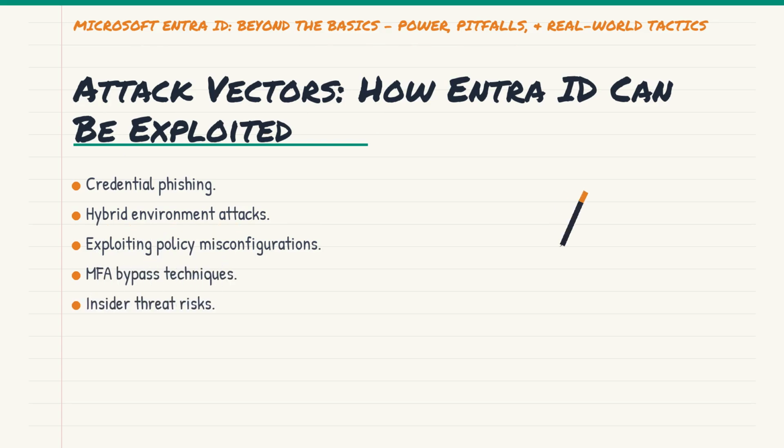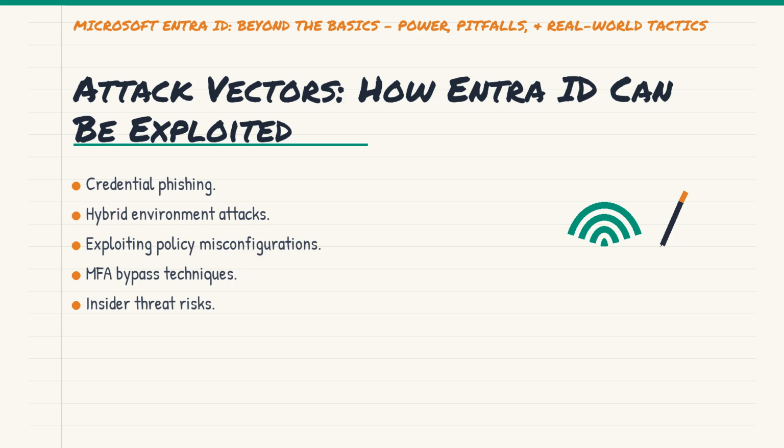Phishing remains a top threat, tricking users into revealing their Entra ID credentials. Compromised credentials can then be used for pass-the-hash or pass-the-ticket attacks, especially in hybrid environments. Misconfigured conditional access policies can be a goldmine for attackers. Imagine a policy that allows access from any location if MFA isn't available, and an attacker finds a way to bypass MFA.